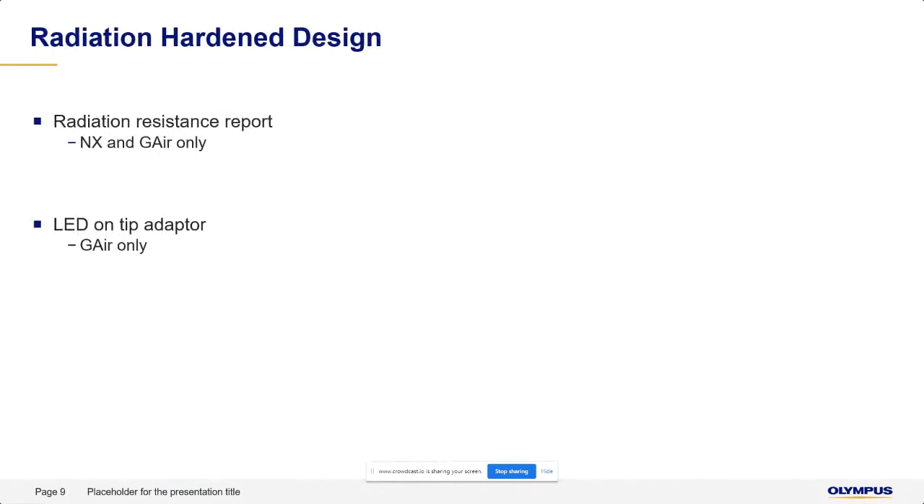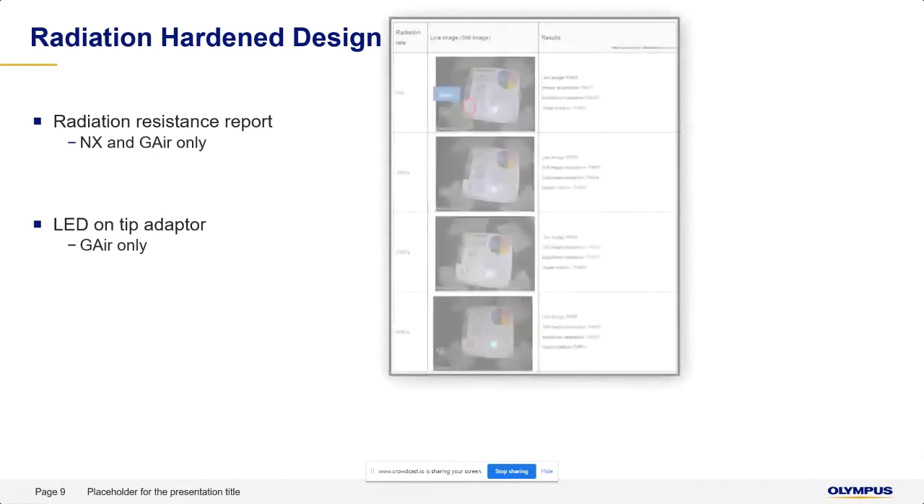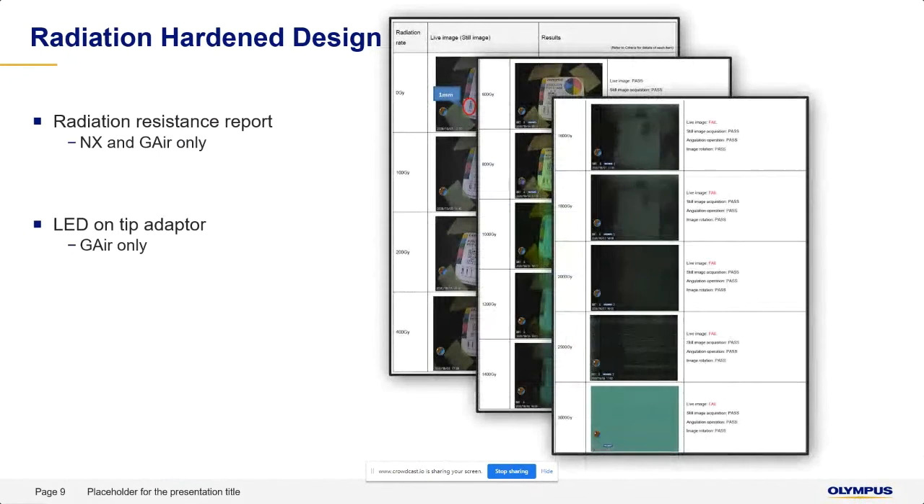So we are back to the beginning and basically talking about in detail all these specific features. So first off is the radiation resistance report. For the NX and the GR only, we have this report that not only gives the actual radiation dosage amount, but shows you what happens at those radiation dosage amounts.